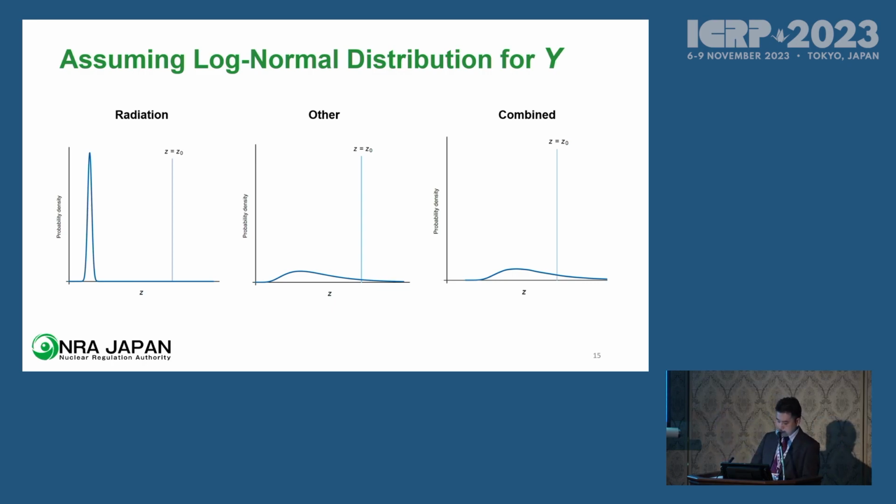The right panel illustrates the distribution for the combination of radiation and other risk factors. Compared to the center panel, the peak shifts right and the distribution becomes wider, resulting in a large number of individuals to develop the disease.